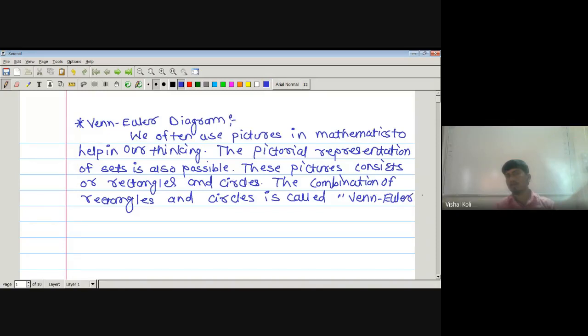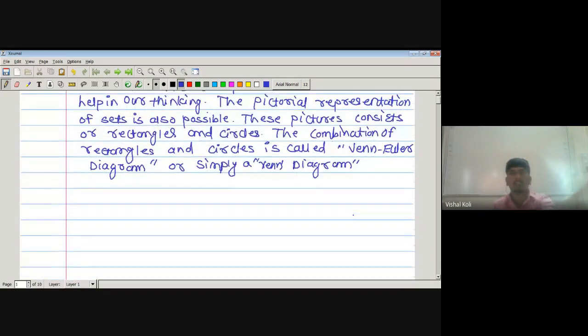Venn-Euler diagram, or simply a Venn diagram. Okay. So the pictorial representation of the combination of rectangles and circles is nothing but the Venn-Euler diagram.